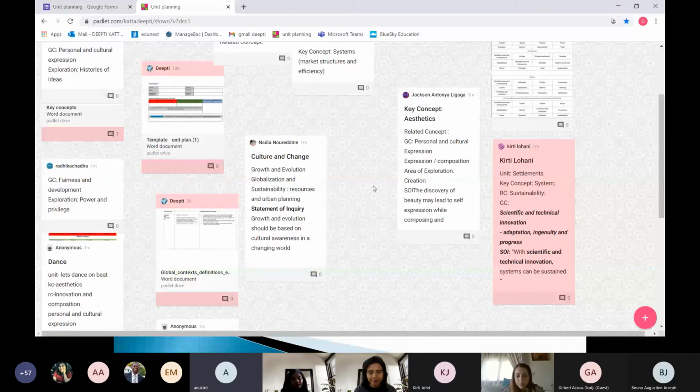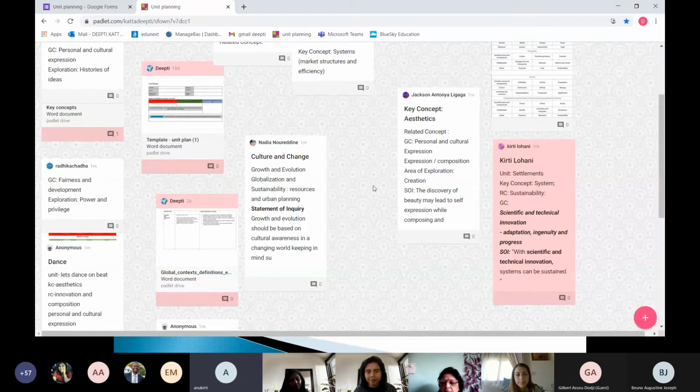Okay. So my topic is settlement, and my key concept is systems. Related concept is sustainability. Global context here is scientific and technical innovation. Strand of exploration is adaptation, ingenuity, and progress. My statement of inquiry is, with scientific and technical innovation, systems can be sustained.